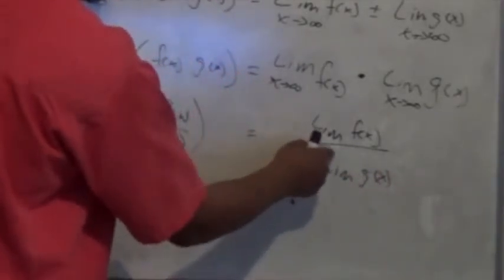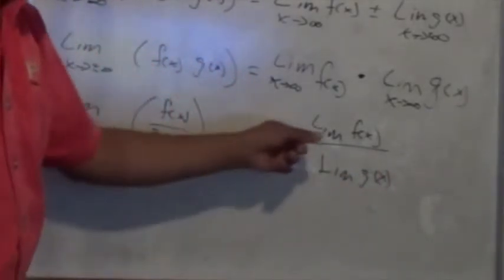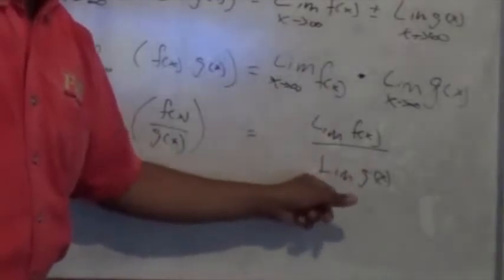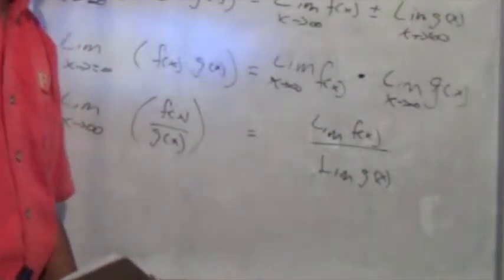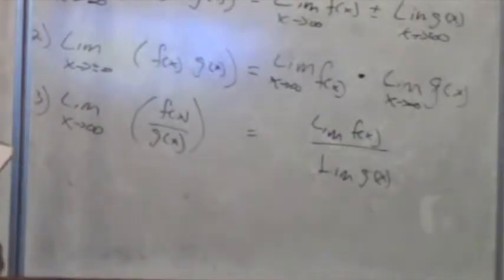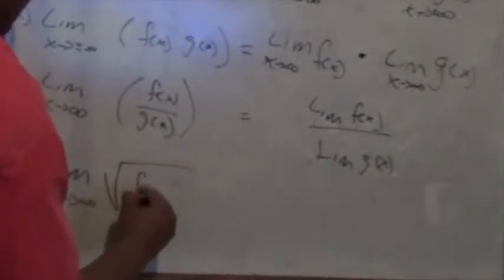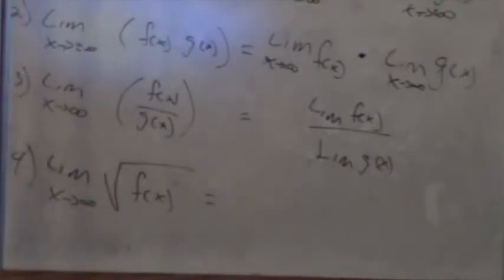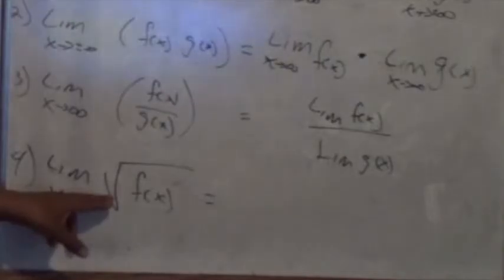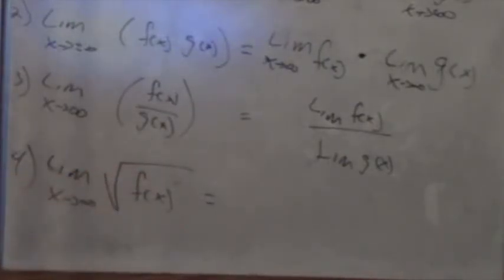And notice as I go further and further, I get lazier and lazier. You don't see me putting the x approaches infinity or negative infinity here, but it's implied. And the last property is this. The limit of a root is equal to the root of the limit.